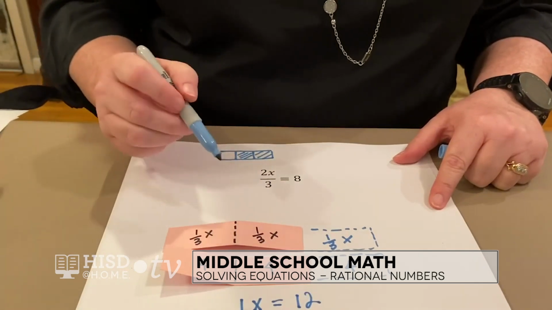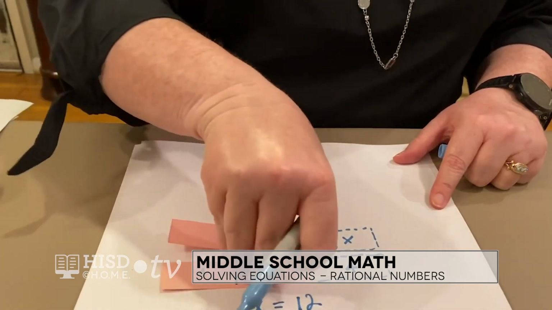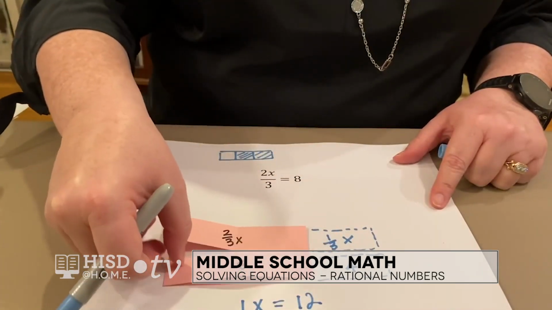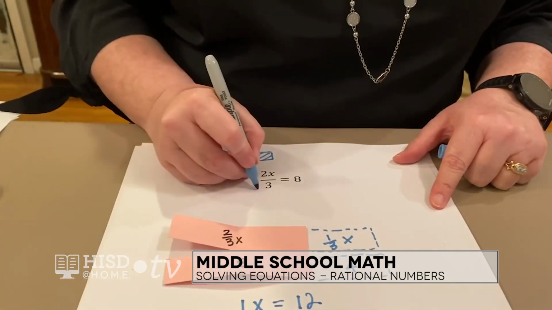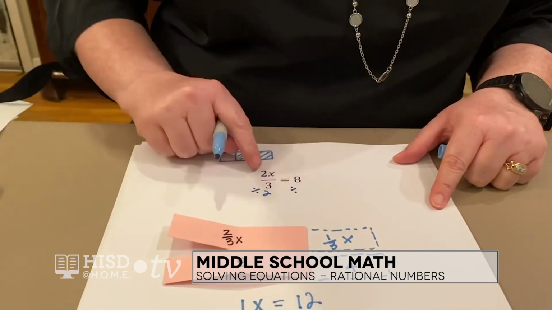So let's talk about our thinking again. What was the first thing we did? We started out with 2/3 and 8, and then we divided it in half.